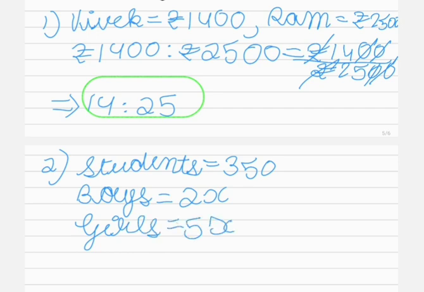So what will you do? You can simplify it like this. 2x plus 5x will equal 350.